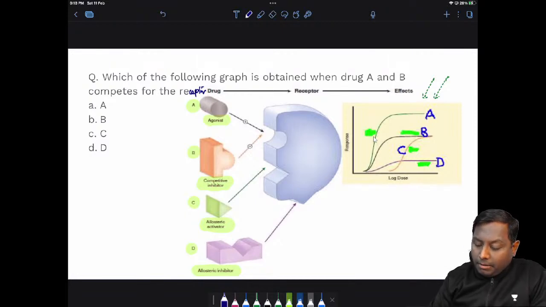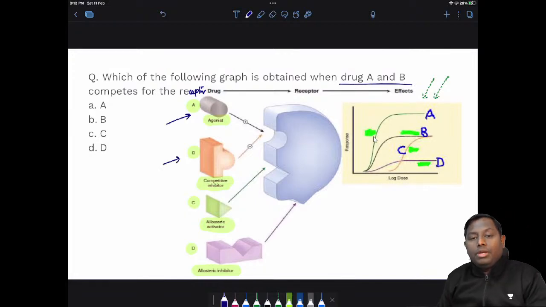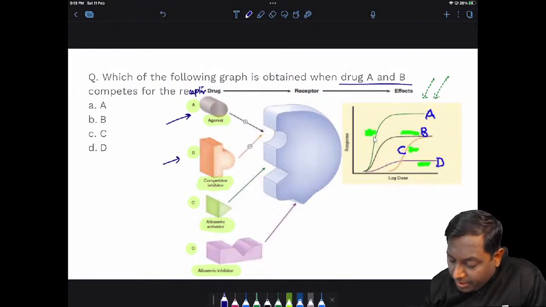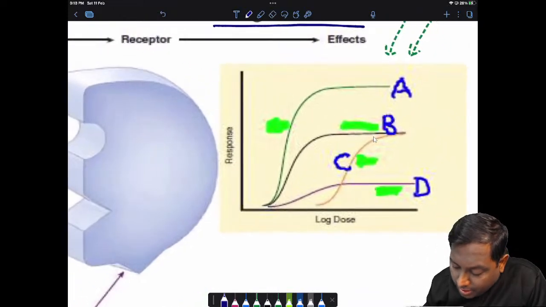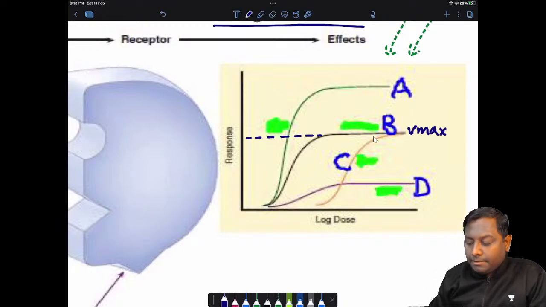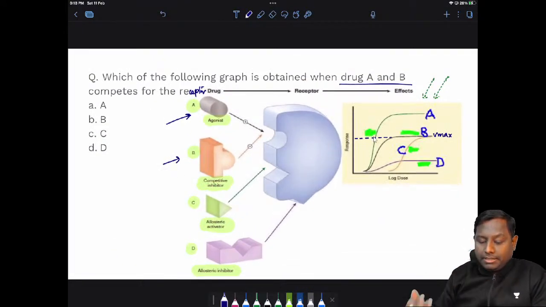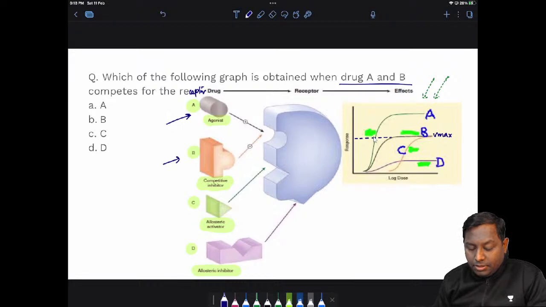If drug A and B compete for the receptor, this drug is A and this drug is B. If both of them compete, which type of graph will be seen? Now let me give you a hint here. This is the Vmax, this is its Vmax line. And the A one is due to some additional changes.